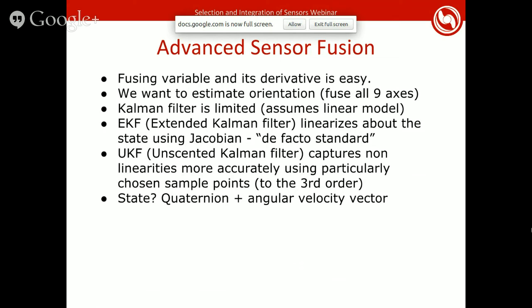So what's the state for such a common filter? Usually it's a quaternion plus an angular velocity vector. You have your 4-dimensional quaternion and your 3-dimensional velocity vector. And the predict step looks similar to the previous case. You just integrate your angular velocity vector to get a new quaternion. You're probably wondering what quaternions are. This next slide is going to talk a little bit about that.